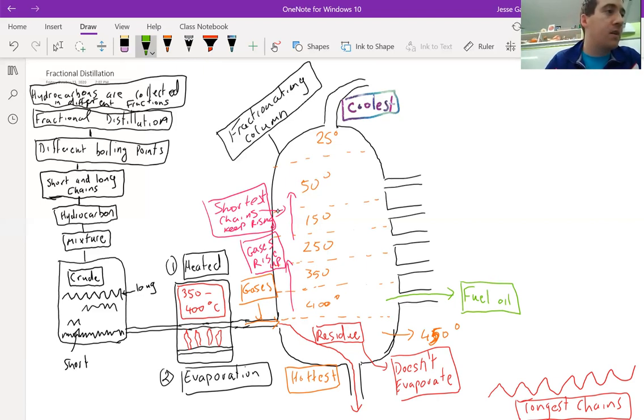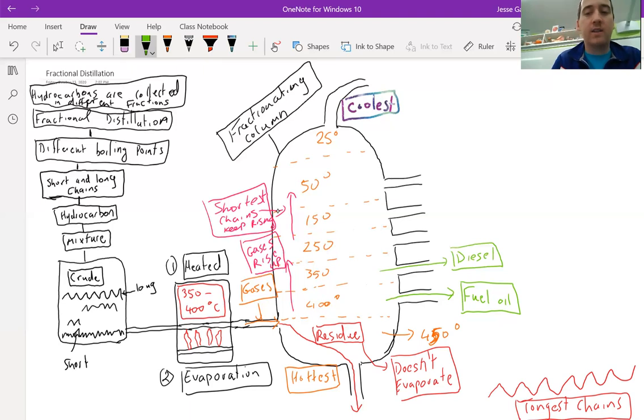Now, some gases keep rising, and when we reach the 350 part, we get another fraction that condenses. We call this diesel oil or diesel.